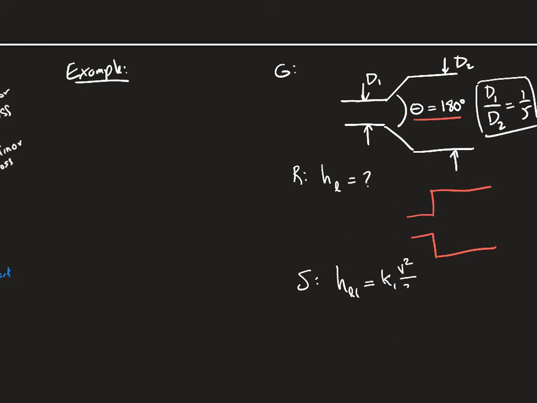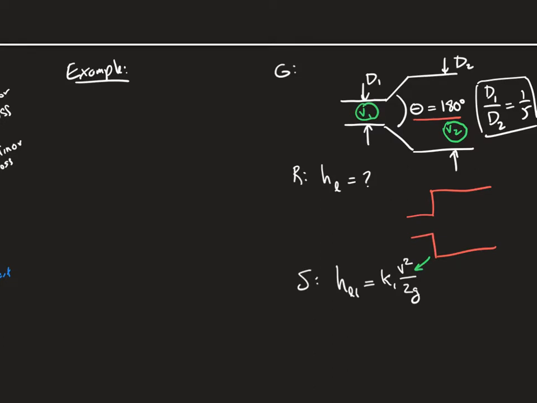V squared on 2g. Now, there are a few questions we need to figure out before we solve this. And one of them, the most important one, is that we have a V1 here and a V2 here. We know that V2 is going to be less than V1 because it's a larger diameter, but we don't know which one is going to go right here.